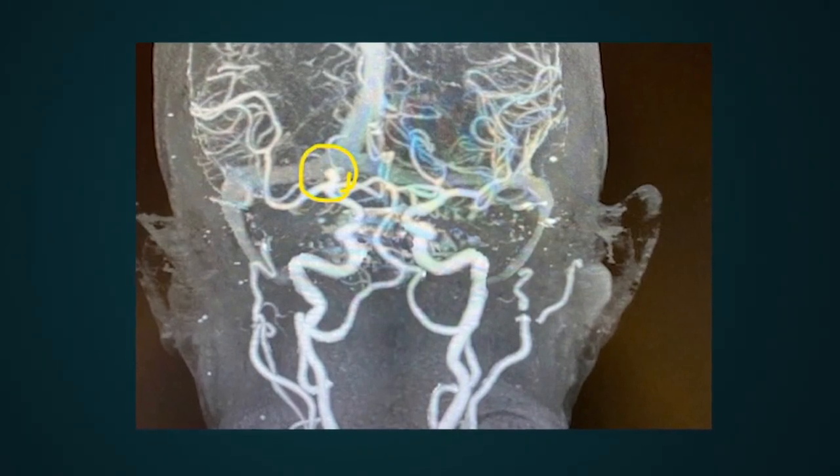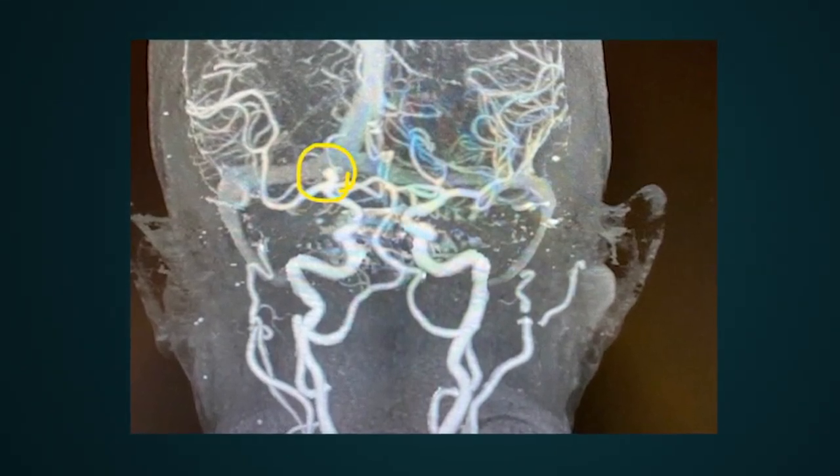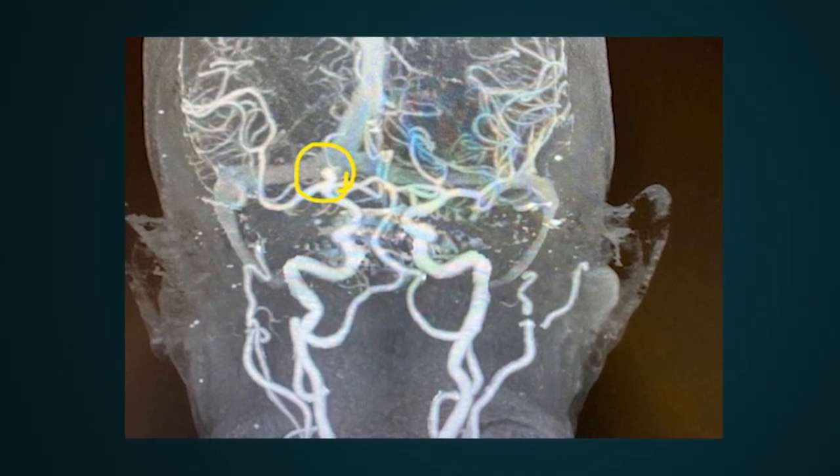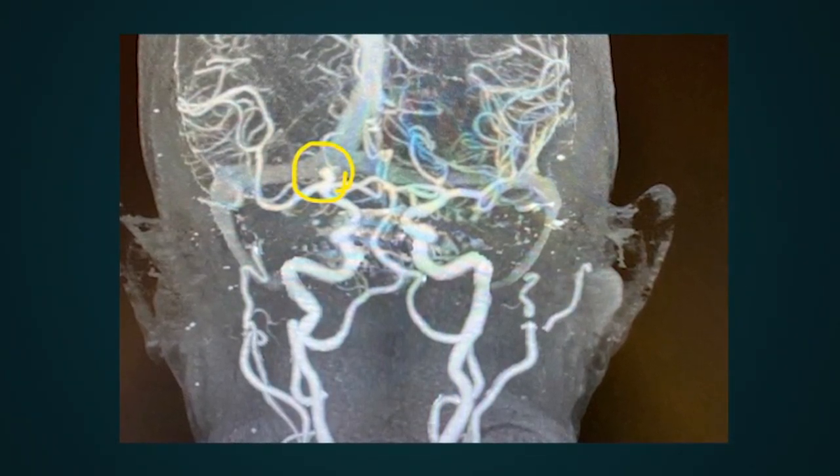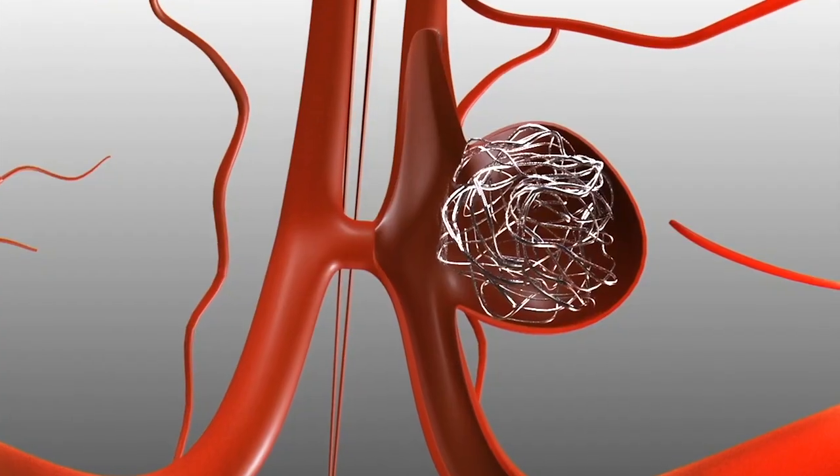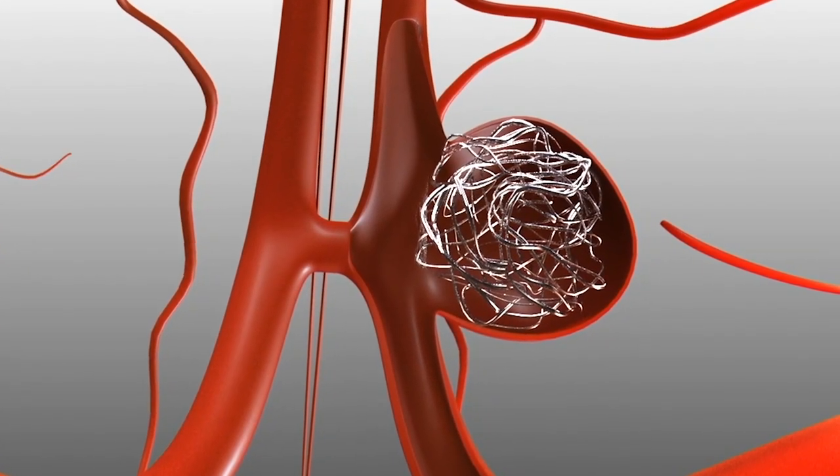The second picture is an actual image taken from my angiogram. I've circled the aneurysm. It is saccular, which means berry-like. The third picture shows the endovascular procedure I had done.